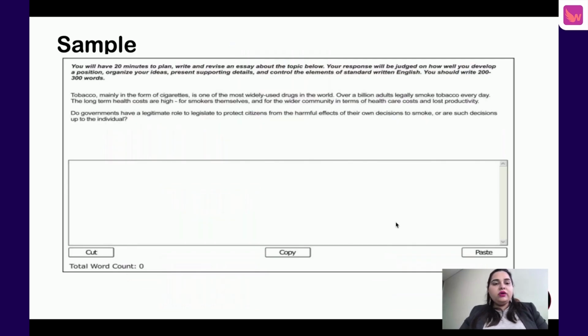And this is how your exam screen looks like, where you have a question. It gives you the instructions also that you have 20 minutes to plan your essay, to write your essay and revise your essay all together. You have to write it in English. You should write between 200 to 300 words. This is your question. This is the place where you can type your answer. The word count will be counted automatically by the counter. The time will be displayed over the right top of your screen. You can always check your timer. Make sure you type within 20 minutes only.